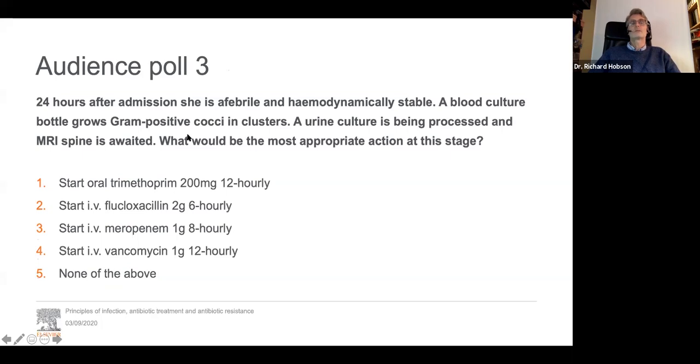Oh yes, I forgot to say, she's been in hospital for a day and a blood culture taken at admission has grown gram-positive cocci in clusters, so likely staphylococcus. A urine culture is being processed and she's awaiting an MRI of her spine. What would be the most appropriate action at this stage? Start oral trimethoprim, start intravenous flucloxacillin, start intravenous meropenem, start intravenous vancomycin, or none of the above. There you are.